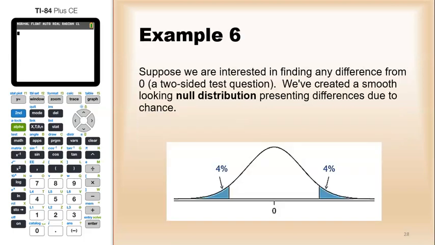For example, suppose we're interested in finding any difference from zero, which is a two-sided question. We've created a smooth-looking null distribution you see on the screen, representing differences due to chance.